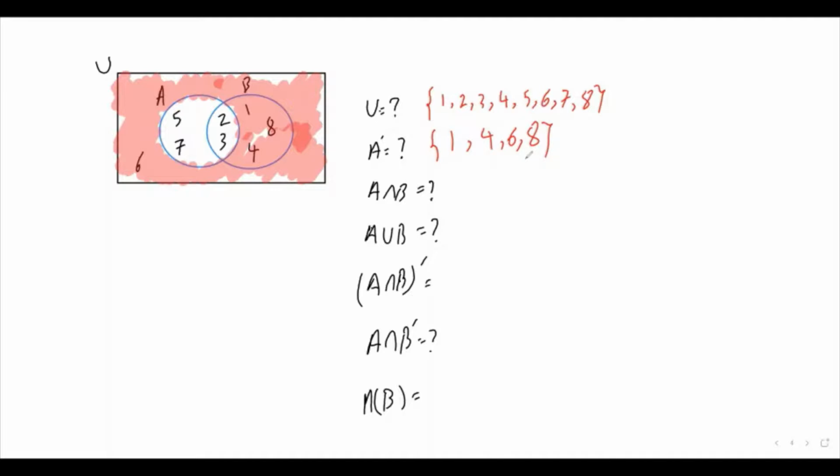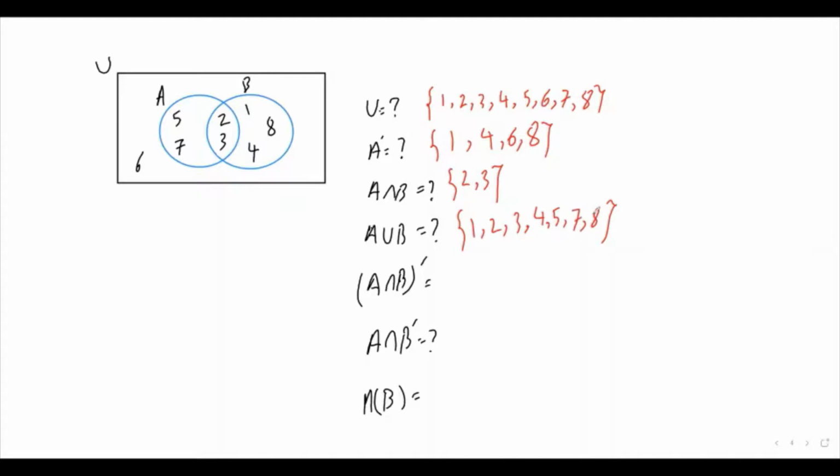And then they're asking what is A intersection B. So that would be this region that they're sharing in the middle. That would be 2 and 3, right? And A union B. So basically all the members of A and all the members of B together. So we have everything except 6, right? 6 is outside of A and B, so I'm not going to write it down.